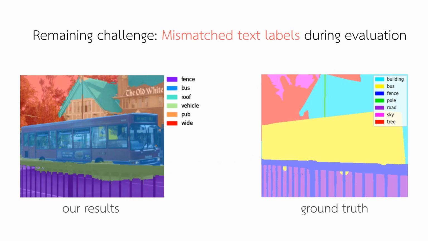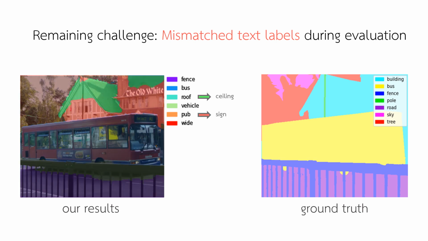Even with relabeling, a predicted segment still may be mapped to a test label that is technically correct but does not align with the actual test label. Here, our predicted labels, roof and pub, are correct, but they are relabeled to the test labels, ceiling and sign, instead of the annotated test label, building.